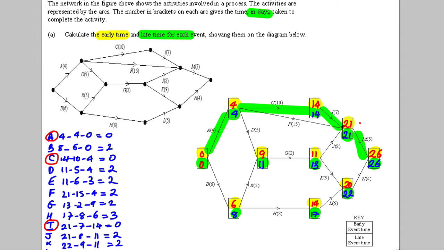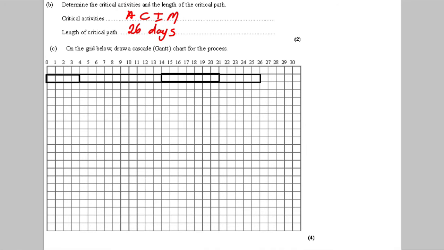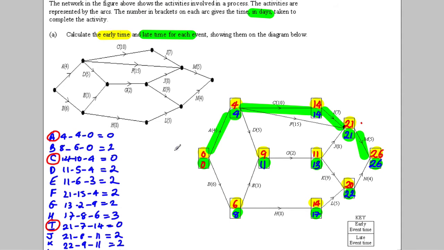Now A takes 4, then a 10, then a 7, then a 5. So it would be 4, then a 10, then 7, and then the 5, and they would be A, C, I, and M. And then all I'd have to do is fit in the rest of mine.